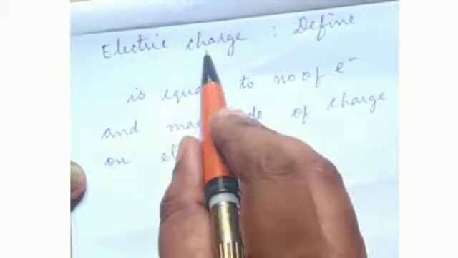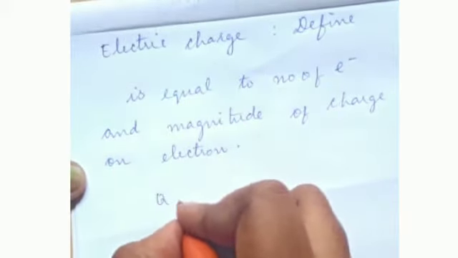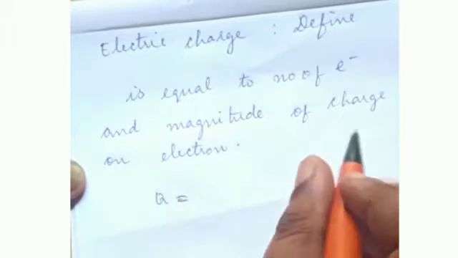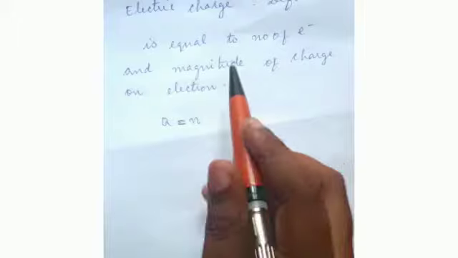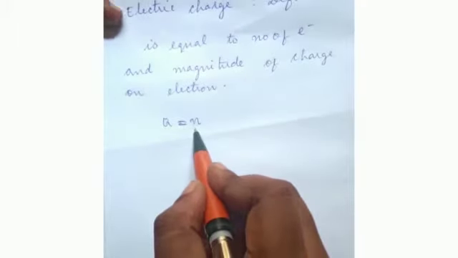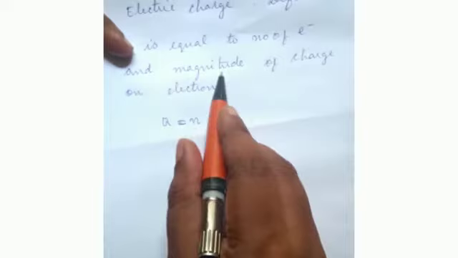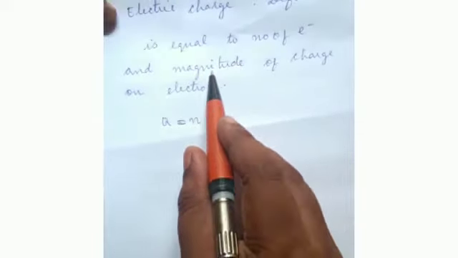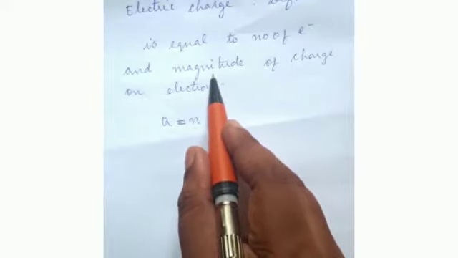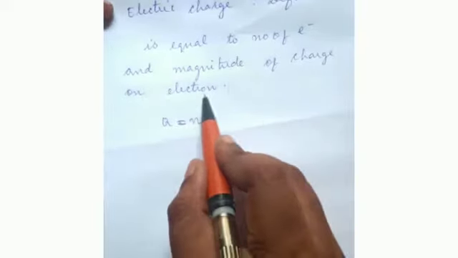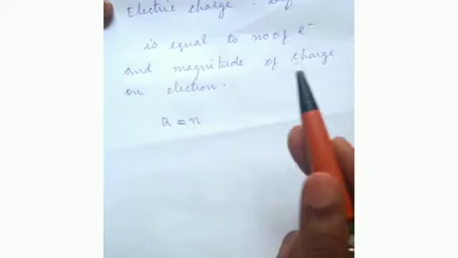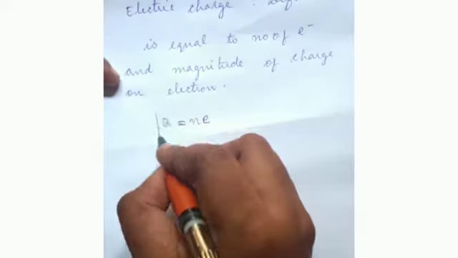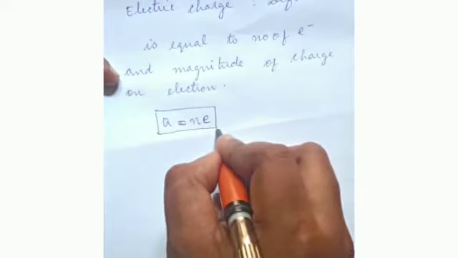Now the next step is writing the formula. The symbol of electric charge is Q, equal to the number of electrons, and number is denoted by the letter N, and the magnitude. Magnitude means the numerical value of something. Here we want the magnitude of charge on the electron, and we write the electron symbol as e. So this is the respective formula for electric charge.